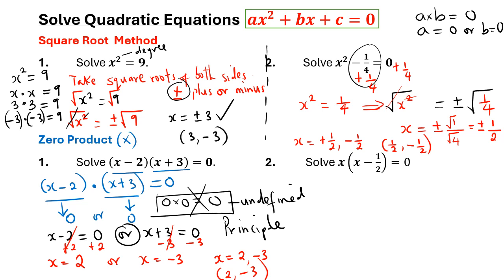You can switch the numbers around because you're solving for the x variable. It's not x and y, so there's no ordering here. You don't have to order your solution, okay? All right, so this is how you solve this.